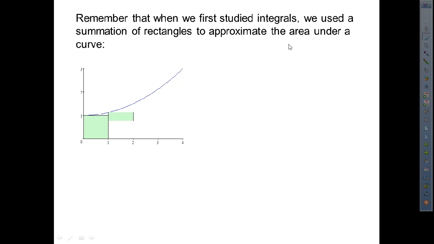All right, now remember when we first studied integrals, we used a summation of rectangles to approximate the area under a curve.